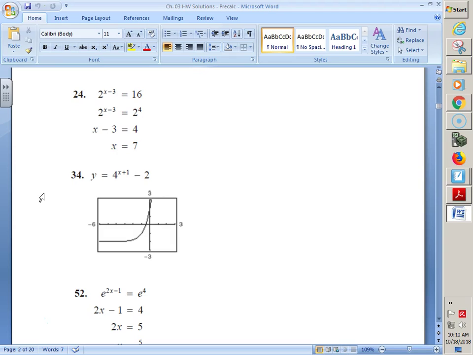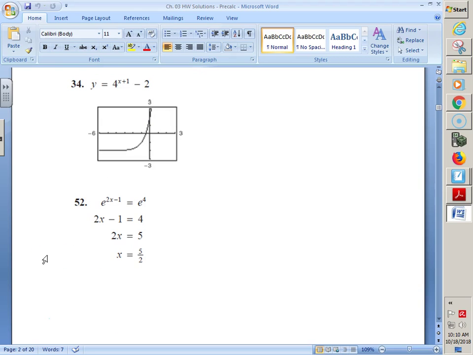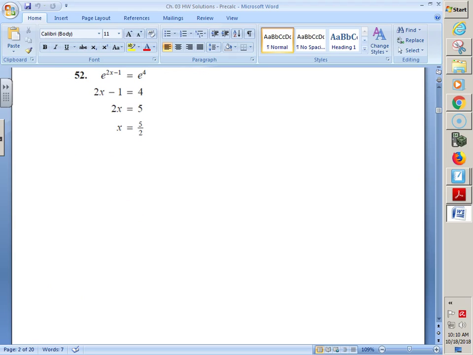34. Can you use your calculator and the caret button to graph? Hopefully. This guy would have been what? Shifted left 1 and down 2? Could have done that by hand. 52, there were e's, but hopefully they didn't scare you away. One-to-one property says take the powers and solve. X equals 5 halves or 2.5.